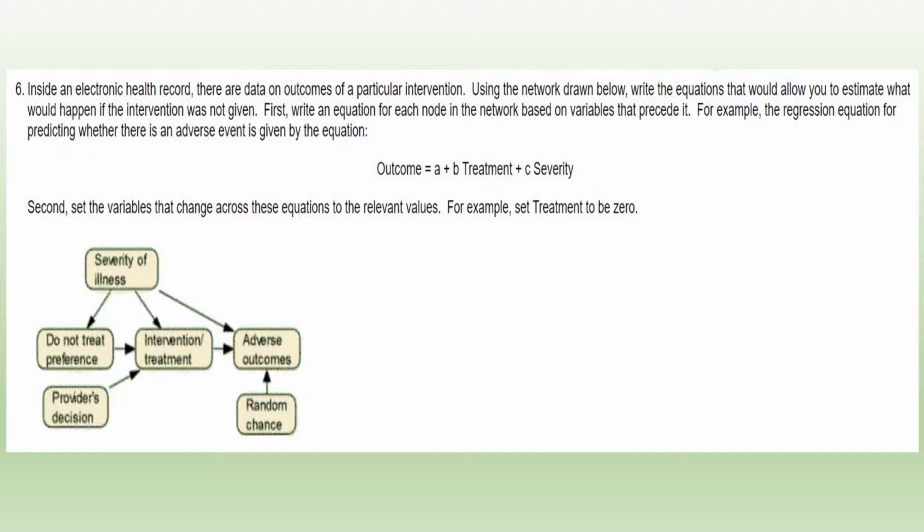So for this question, we're going to be using the network drawn below to write equations that would allow us to estimate what would happen if the intervention was not given. Basically there are two parts to this question. In the first part, we're going to be writing equations for each of the nodes in this network. And in the second part, we're going to set the intervention treatment node to 0, and we're going to see how that affects the equations we write out.